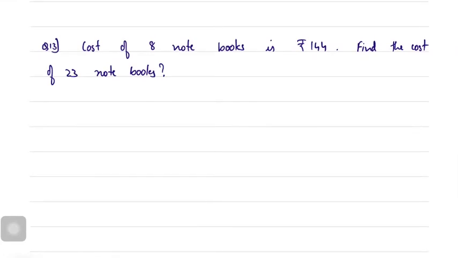Let's solve the next problem. Cost of 8 notebooks is rupees 144. Find the cost of 23 notebooks. Again, this is a question of direct proportion. So if the number of books are more, the cost will be more. Right? If the number of books are less, the cost will be less. So this is a question of direct proportion.